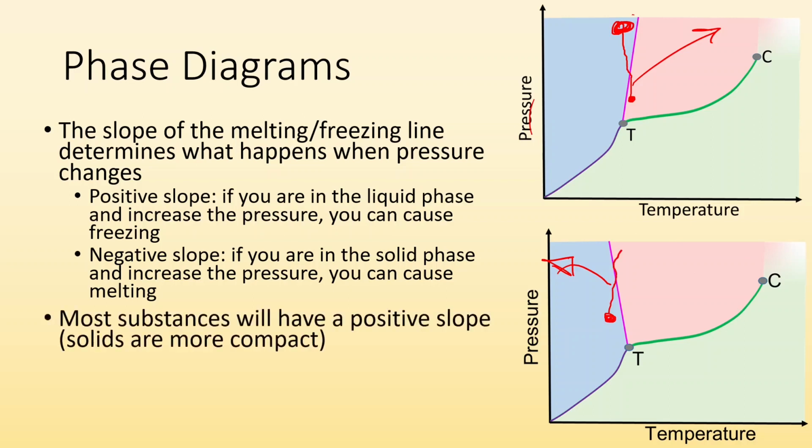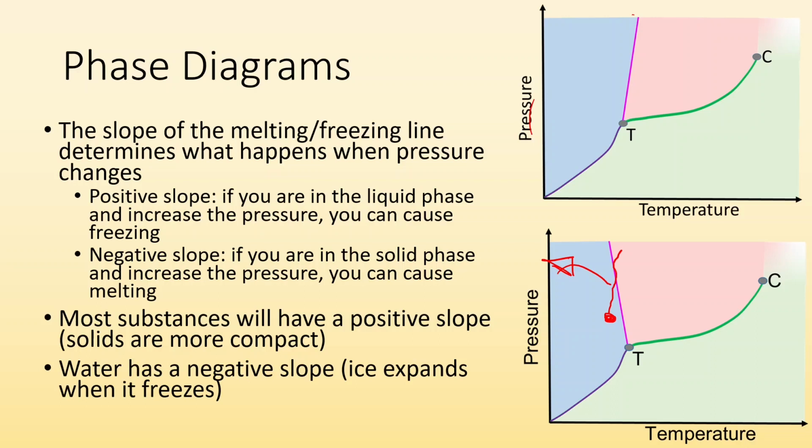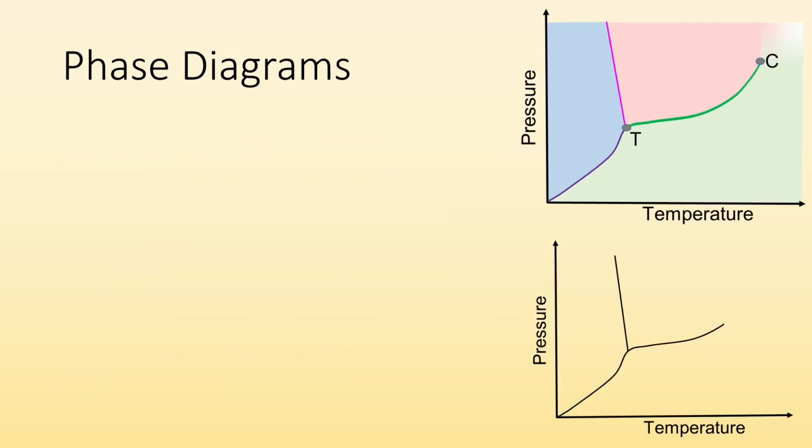All right, so most substances have a positive slope. More often than not, that solid phase is more compact. So increasing the pressure means you want to end up more compact, and you would be in the solid phase. But water is one of those substances where it has a negative slope, because we know ice expands when it freezes. So if you apply pressure to that solid, what's going to be a more dense arrangement is going to end up being a liquid phase.